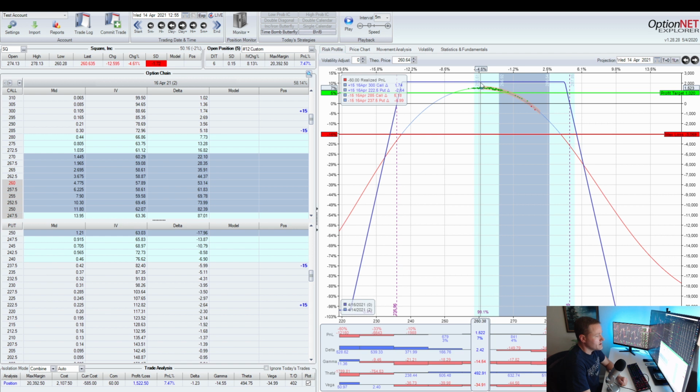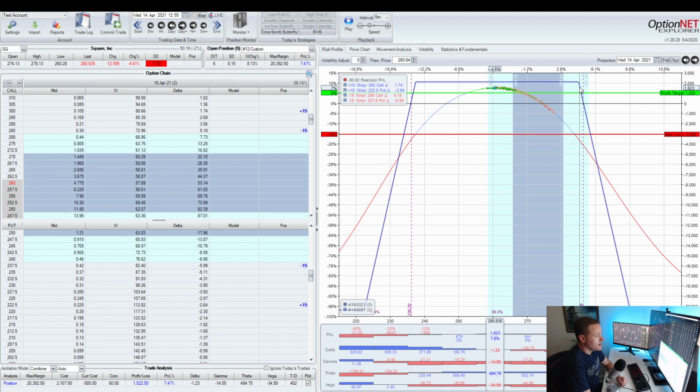The only thing that we could do better is to hold this until expiration and hope that Square closes somewhere in between our break-even points. So on the upside, this is our break-even point. On the downside, this is our break-even point. Those dashed lines, that's what that is marking. Right here is our break-even to the downside, and right there is our break-even to the upside.